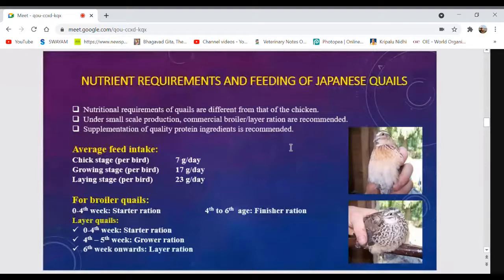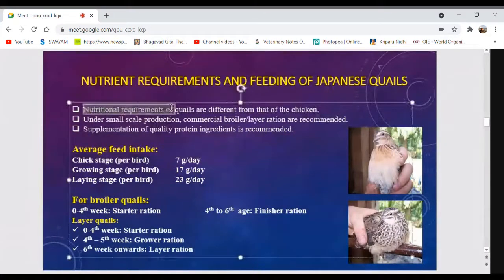But anyway, even otherwise, the meat of Japanese quail is good because it has less fat and the cholesterol level is also less. In case of protein it is the same. Cholesterol percentage and other things are lesser than in normal duck eggs or layer eggs. Anyway, nutrient requirements of quails are different from those of chicken.